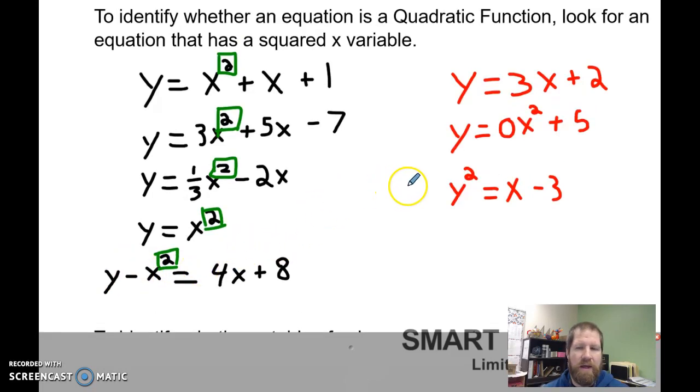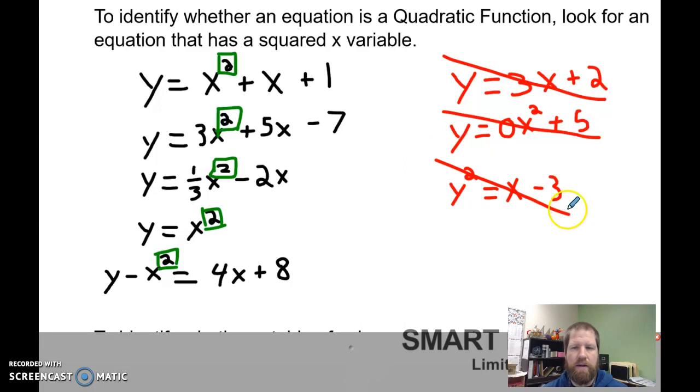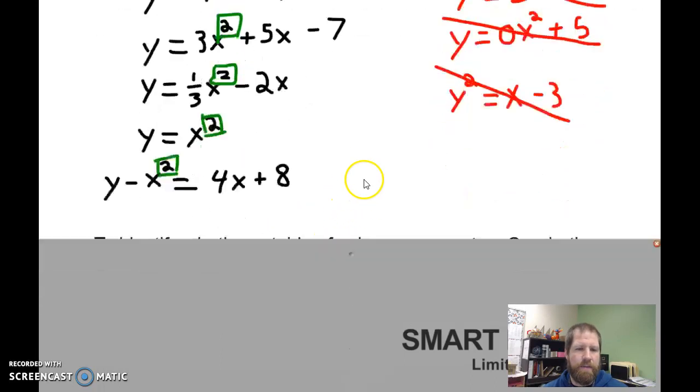All right. If my x value is not squared, then it's not going to be a quadratic. If I have a 0 times that squared x value, it's not going to be quadratic because that'll just always be 0. And if my y is squared rather than my x, it's also not going to be quadratic. Okay, so this is what we're looking for. All right, if you see something in this form, or even if it's mixed up a little bit, but it still has that square on the x, it is going to be a quadratic.